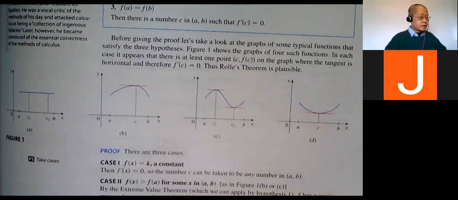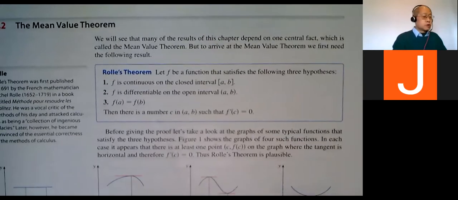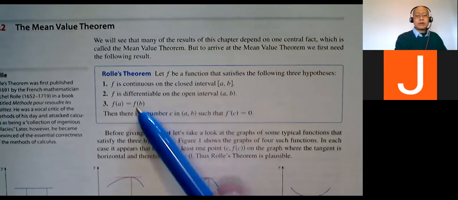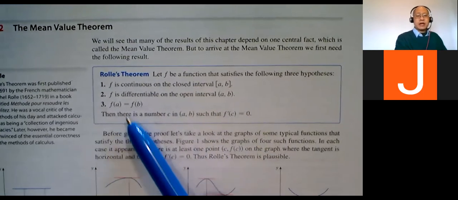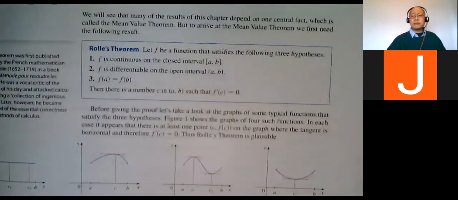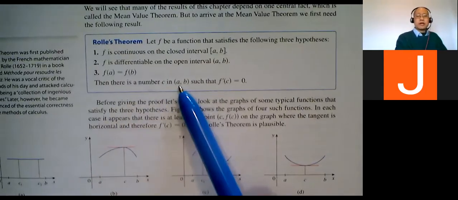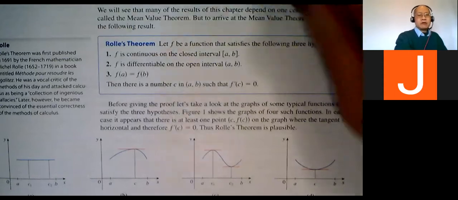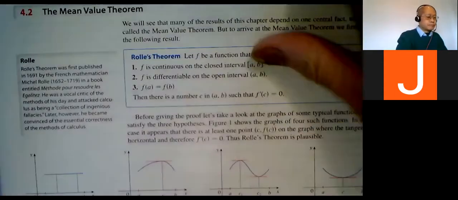All right, so back to the mean value theorem. Quick review of Rolle's theorem, page 287. Rolle's theorem: if f is continuous on a closed interval from a to b, differentiable on an open interval from a to b, and f of a equals f of b, the beginning and ending points are at the same height, then somewhere between a and b, the derivative is 0. For the mean value theorem, you don't have number 3. You just have number 1 and number 2.